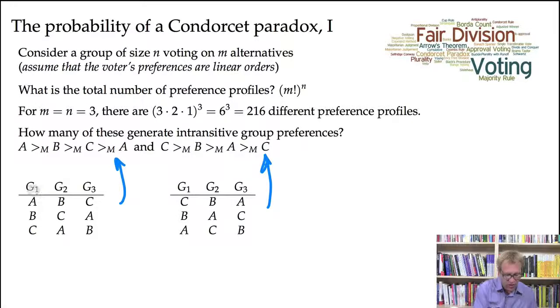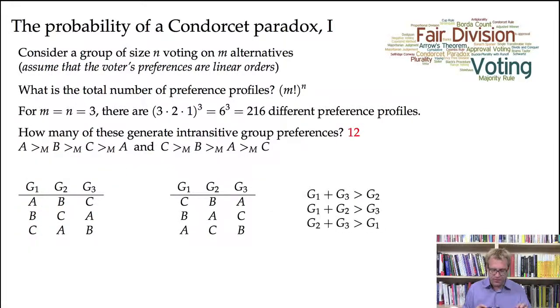So this means that there's a group 1, some group of voters, and they all hold the preference A over B over C. Group 2 holds B over C over A, and so on. Whether or not these actually generate an intransitive group preference depends on how many voters are assigned to each of the different groups. For example, if all of the voters are assigned to this first group in this first preference profile, that means everybody ranks A above B above C. So of course, that will not generate this particular Condorcet cycle.